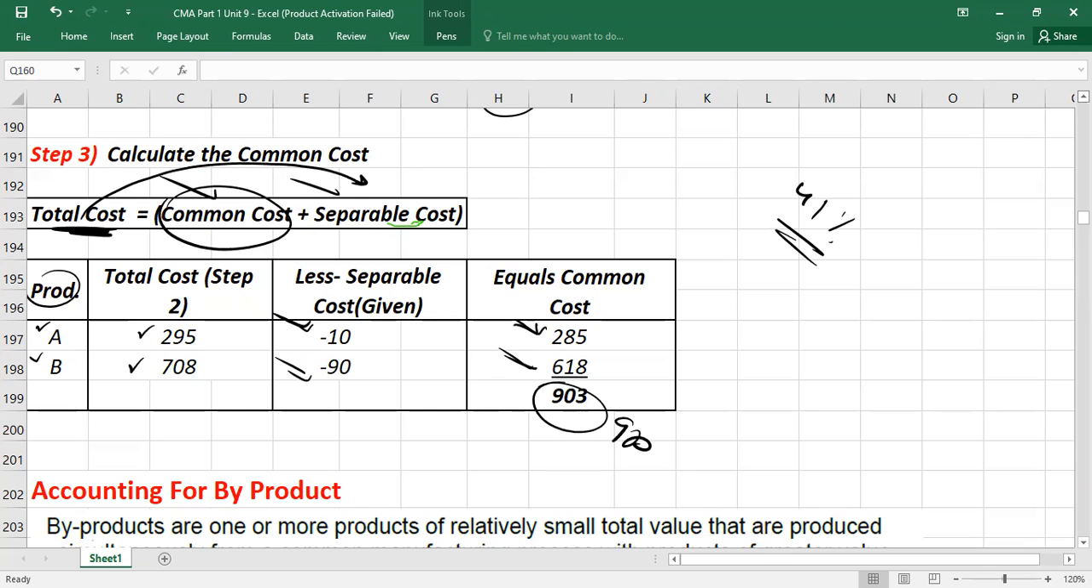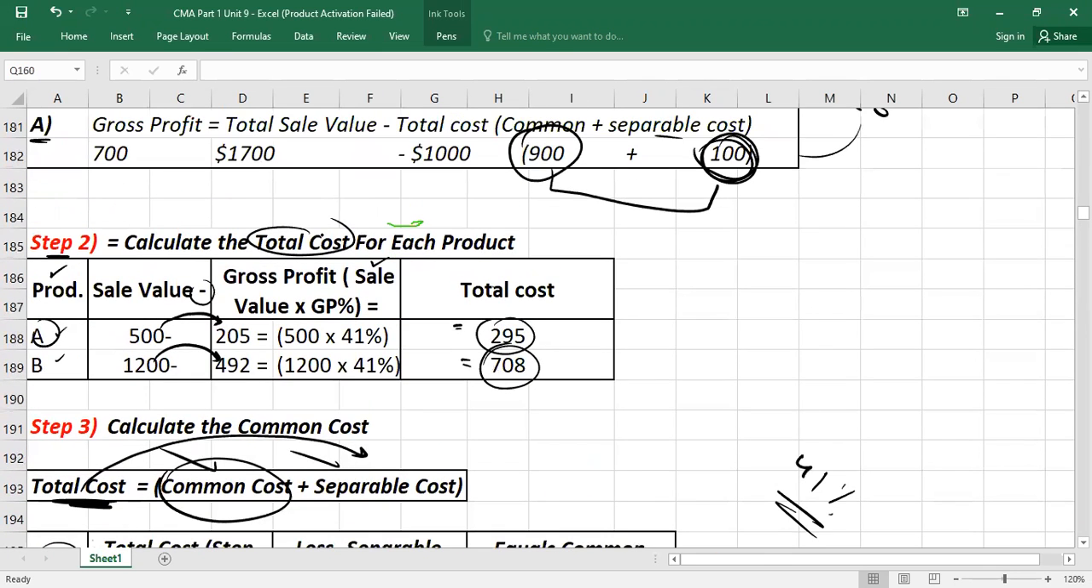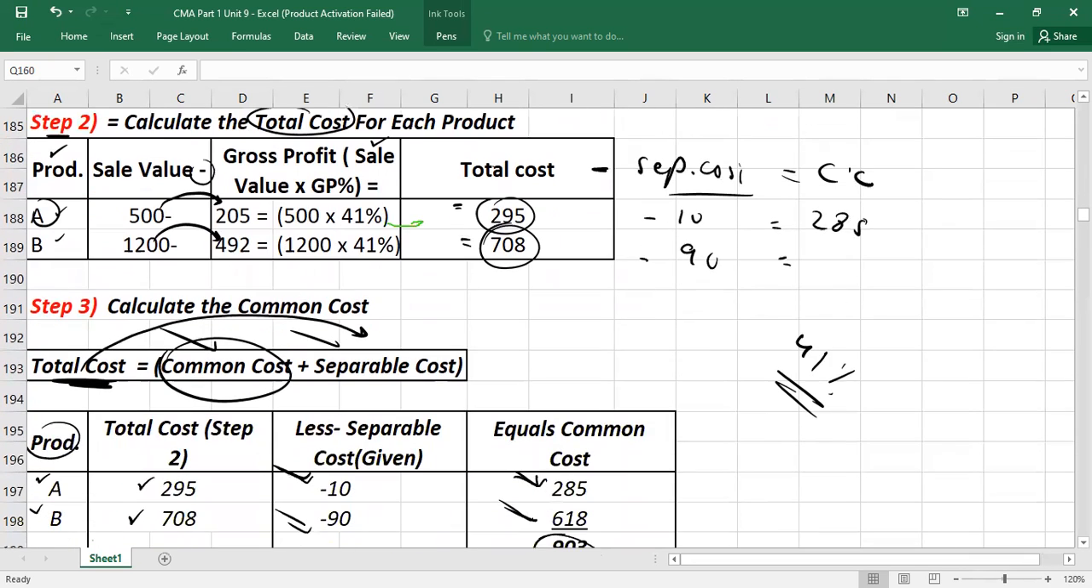Understood? Or if you want to make it short, you simply know step 2. From this total cost, just deduct which cost? Separable cost. In this format, you will get what? Common cost. For example, separable cost was 10, separable cost was 90. So it will be 285. It will be 618. Understood? So here you can also finish the question.